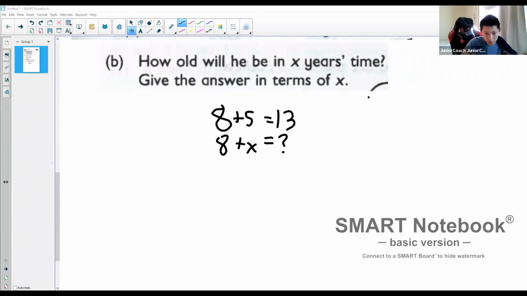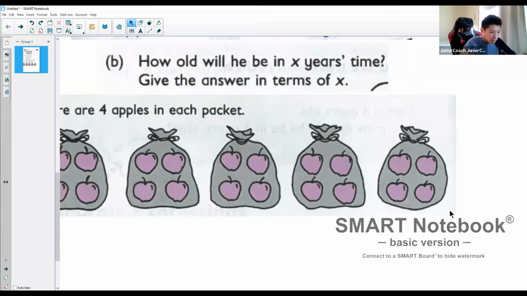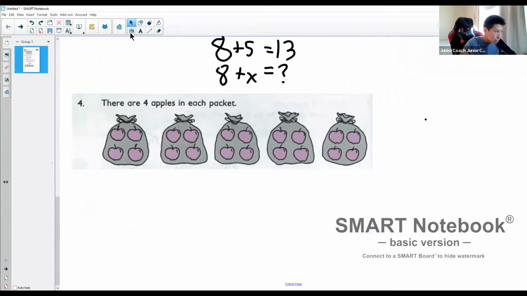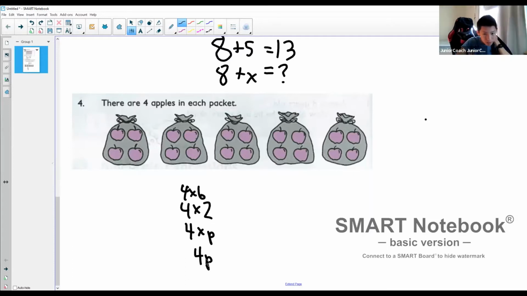if we have packets filled with apples, right? I'm just going to show this here. If we have packets full of apples, and we have 4 apples in each packet, you can see that we can always solve the amount of apples if we know the amount of packets, right? This is just multiplication. If we have 6 packets, it's 4 times 6. If we have 2 packets, it's 4 times 2. And so, if we do not know the amount of packets, we can write it as 4 times p. And not only can we write it as 4 times p, we can actually write it as 4p. We do not need a multiplication symbol. Now, this is the first thing I want to introduce, okay?